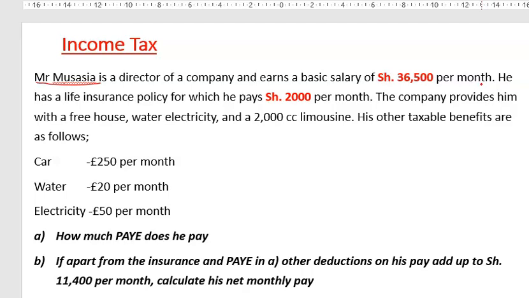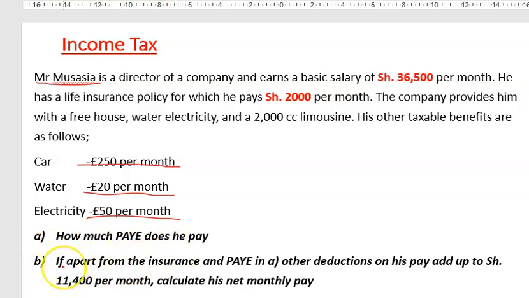Now, his other taxable benefits are as follows. He has a car of Kenyan dollar 250 per month, water of $20 per month, and also electricity of $50 per month. Remember, those dollars are in Kenyan dollars. So the question asks, how much tax does he pay?